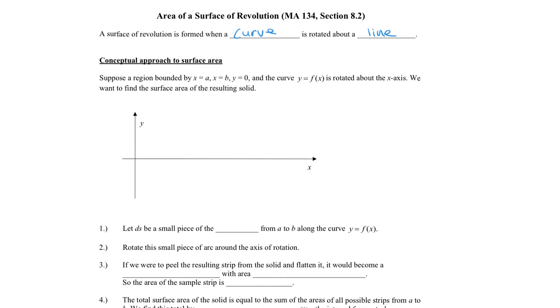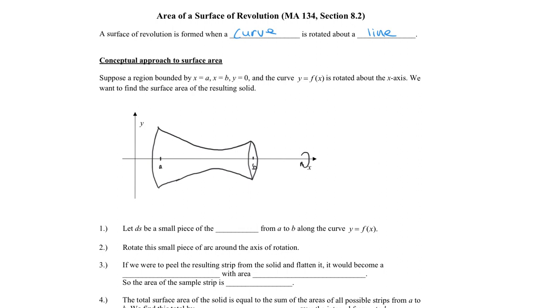So I'm going to approach it from a conceptual approach. We'll start off with a region bounded by a couple of points A and B. And we've got this curve, y equals f of x right here. And we're going to rotate this about the x-axis. So we'll have something like this shape here.